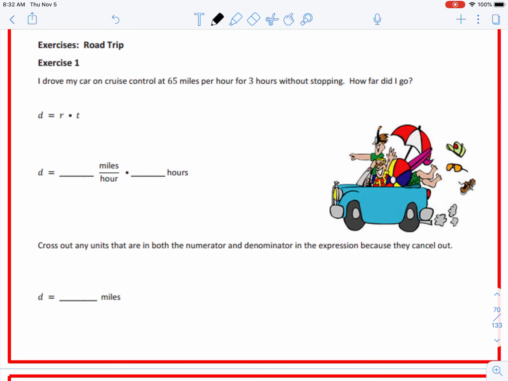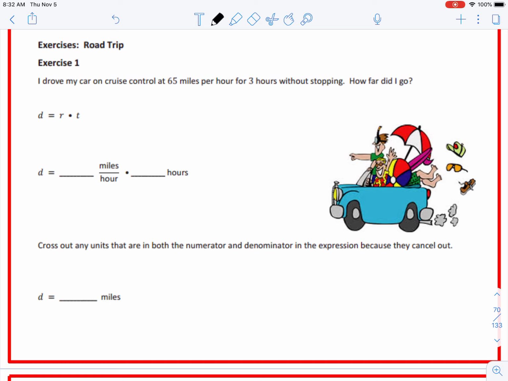All right, guys, exercise 1. We do not need our calculators anymore from this point forward, so please put those up. Number 1 says, I drove my car on cruise control at 65 miles per hour for 3 hours without stopping. How far did I go?